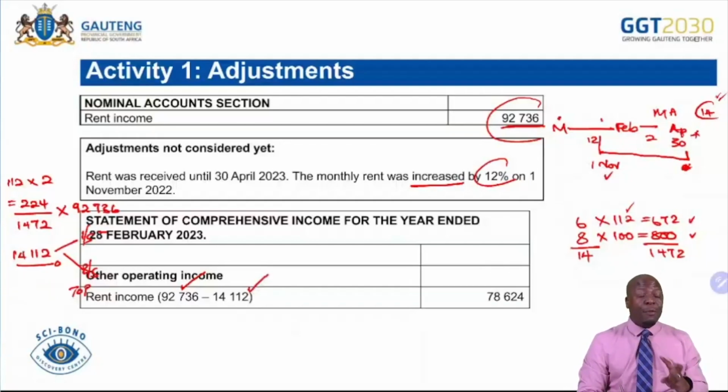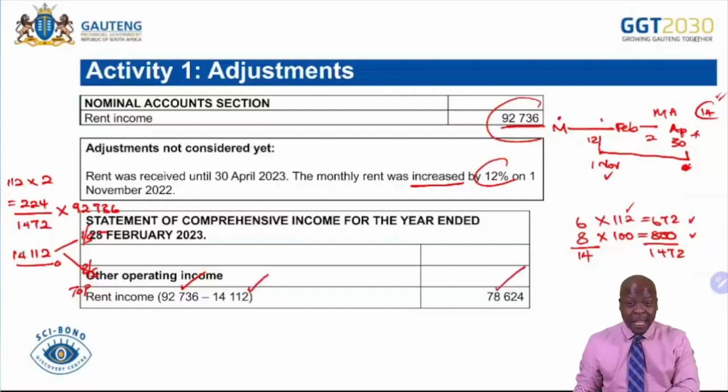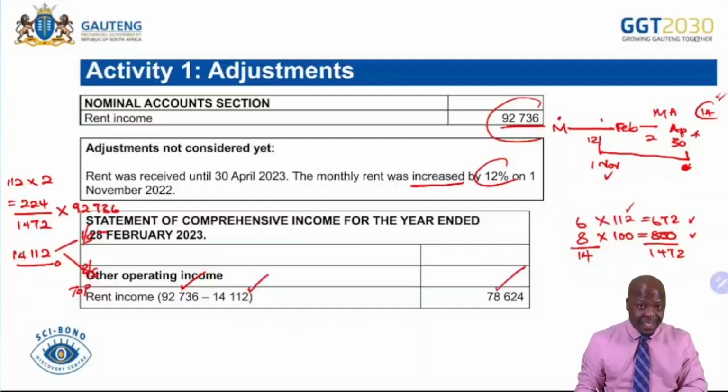We must receive only for 12 months. In this case, we received for 14. So the 2 months must be taken out because it is income received in advance. And therefore, we remain with that one. Okay. Remember, signs are very important. Minus, because it is income received in advance.